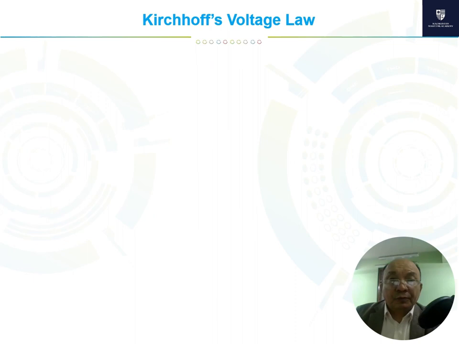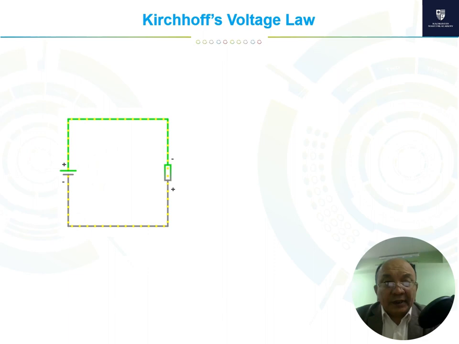So, Kirchhoff voltage law. For this law, let's take a simple diagram which has a voltage source and a resistance. So let's say the source is 10 volts and we have a resistance of 200 ohms. And for the Kirchhoff voltage law, we have to denote the nodes of this loop. So let's say this node is 0 volts and the other node is 10 volts.